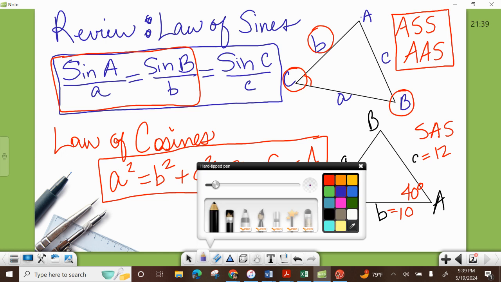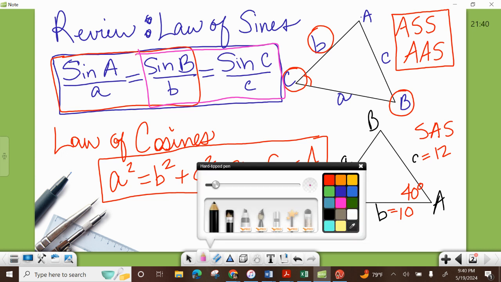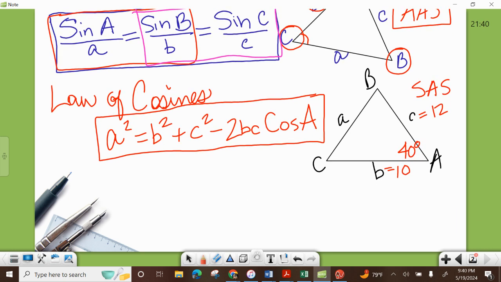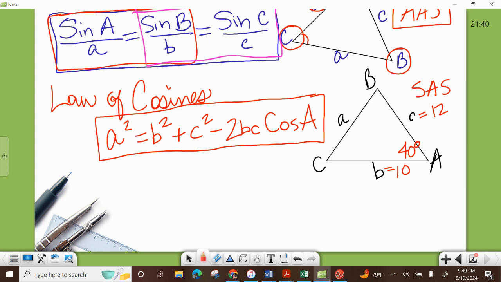or these two. There's no way I can make an equation where I have three values inputted and I'm solving for another. So when you have the SAS, you have to use law of cosines, because law of sines is not possible with the dimensions that you are given. So I'm going to move up here and let me show you why law of sines doesn't work.